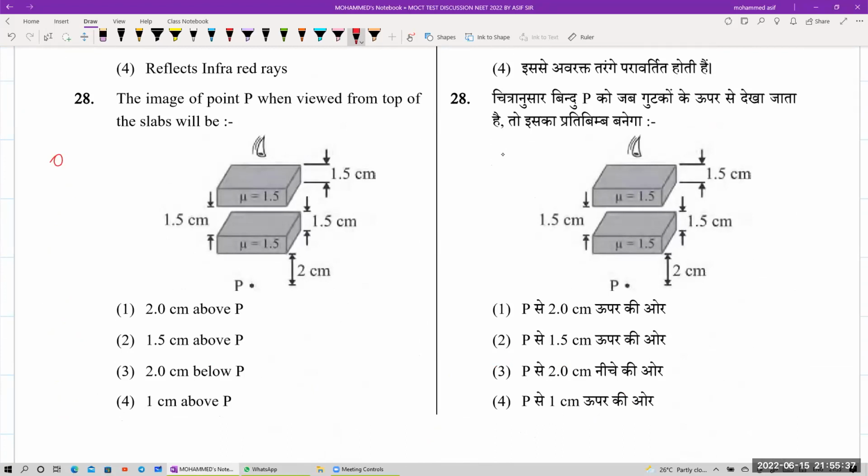Direct formula: the image of a point P when viewed from the top of your slab. When you view from here, there is a shift because of the two slabs. For two slabs, when the shift is happening, how will you write it? S is equal to S1 plus S2. What is the formula for shift, beta? S is equal to T into 1 minus 1 by mu. Remember, from relative density, when you see it, the first one has thickness T1 into 1 minus 1 by mu1, plus the second one with thickness T2 into 1 minus 1 by mu2.